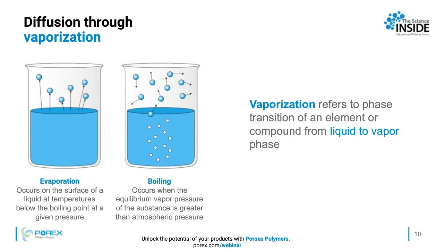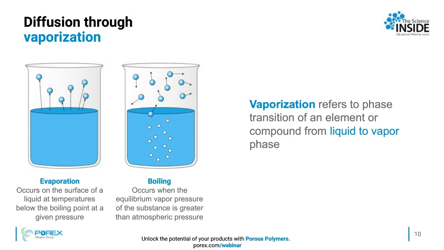Evaporation can be encouraged by increasing temperature of the substance, increasing surface area of the substance, and increasing the flow of air above it. We'll talk about several examples later in this webinar of where evaporation occurs, one main one being fragrance diffusion.